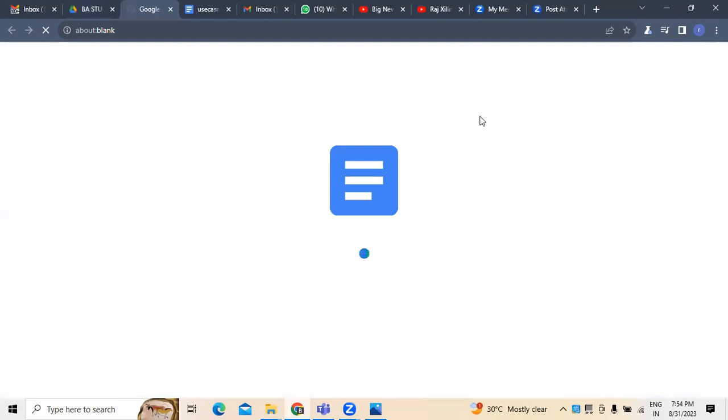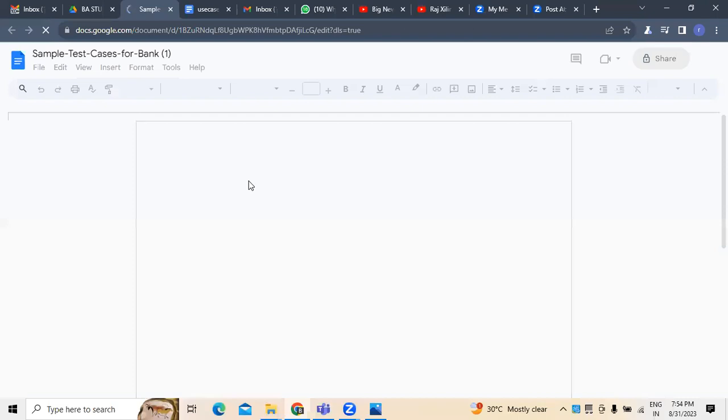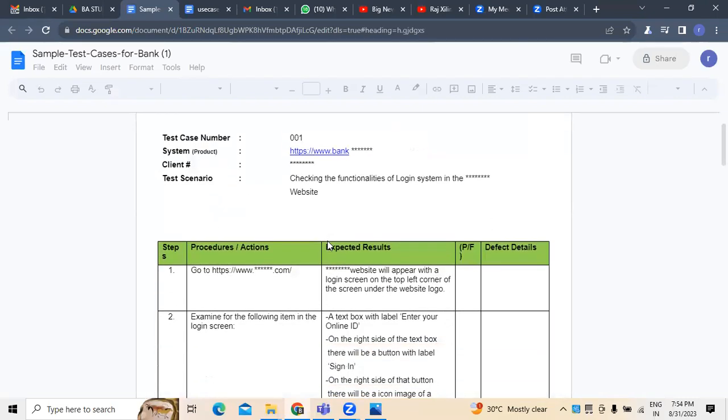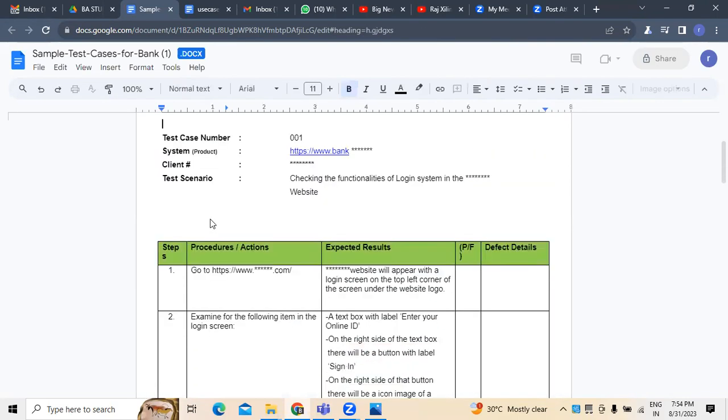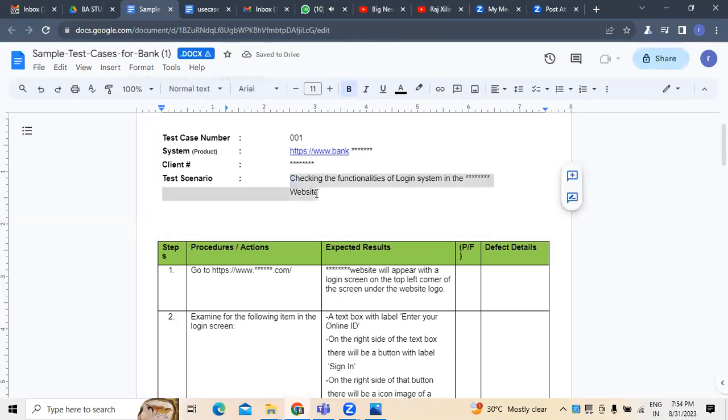This is a test case document. So this is a text-based document. For example, this is for a banking related one. So this is a test case document. First of all, what is the scenario? Checking the functionality to log into the website, right? This is the scenario. If we want to perform this scenario, what is required?